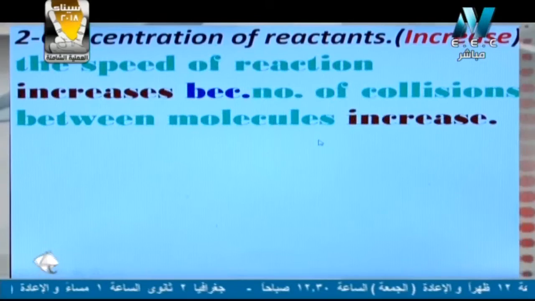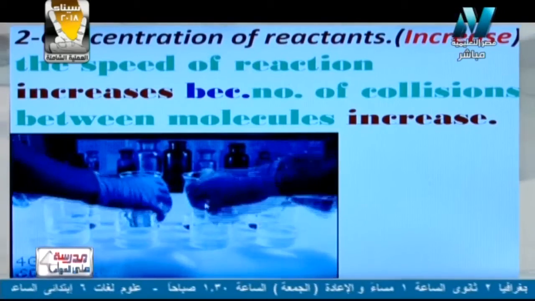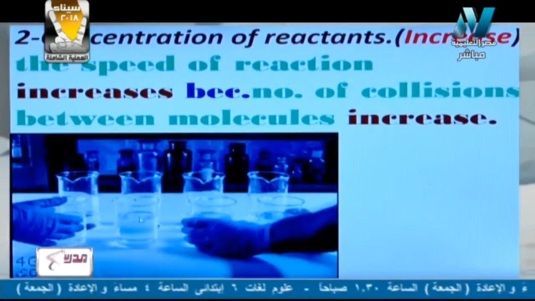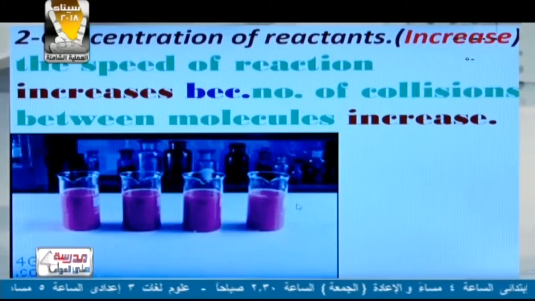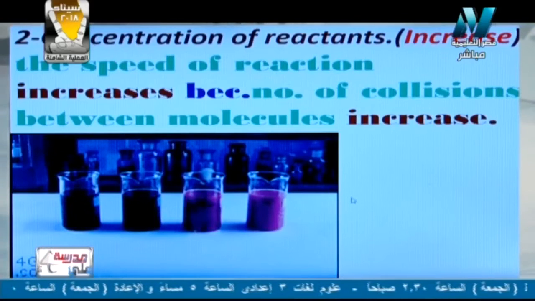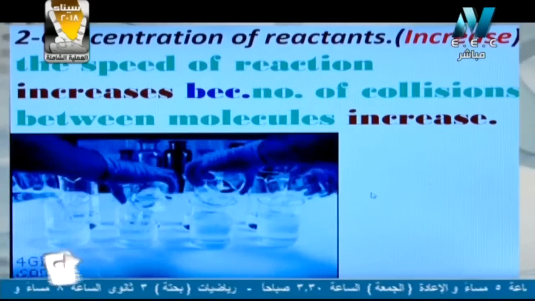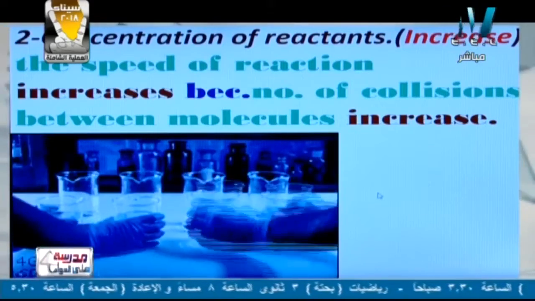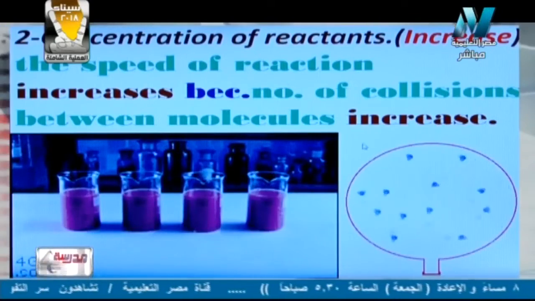So here we have the concentration of the reactants. It says the speed of reaction increases because the number of collisions between molecules increases. Of course, here we have different substances. Look, we will put them all together. Each one has its own time, 1, 2, 3, 4, not at the same time. They all did not change at the same time, because the concentration is different from one compound to another. So the number of collisions between molecules will increase, so the speed of chemical reaction will increase.